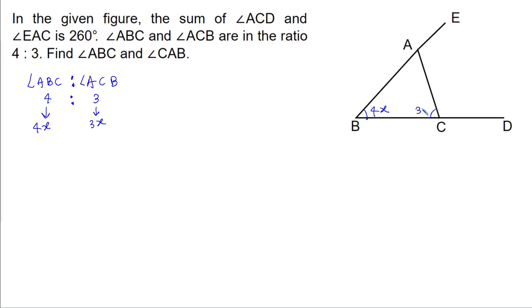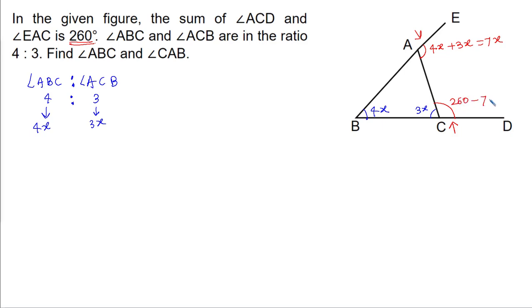Okay everyone, so the measurement of angle EAC becomes how much? Let's use the exterior angle theorem here. The measurement of angle EAC is going to be the sum of the opposite interior angles, that is 4x plus 3x, which is equal to 7x. And we know that the sum of this angle and this angle is 260 degrees. So angle EAC is 7x degrees, so angle ACD becomes 260 minus 7x.